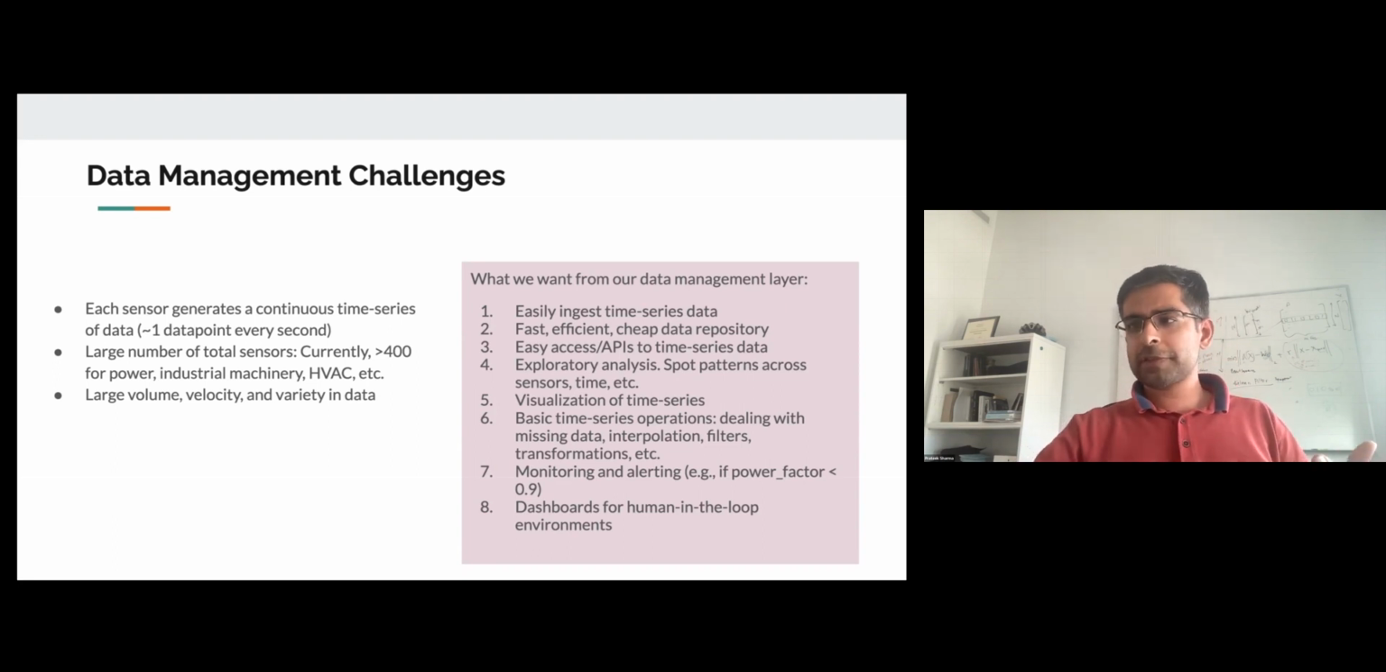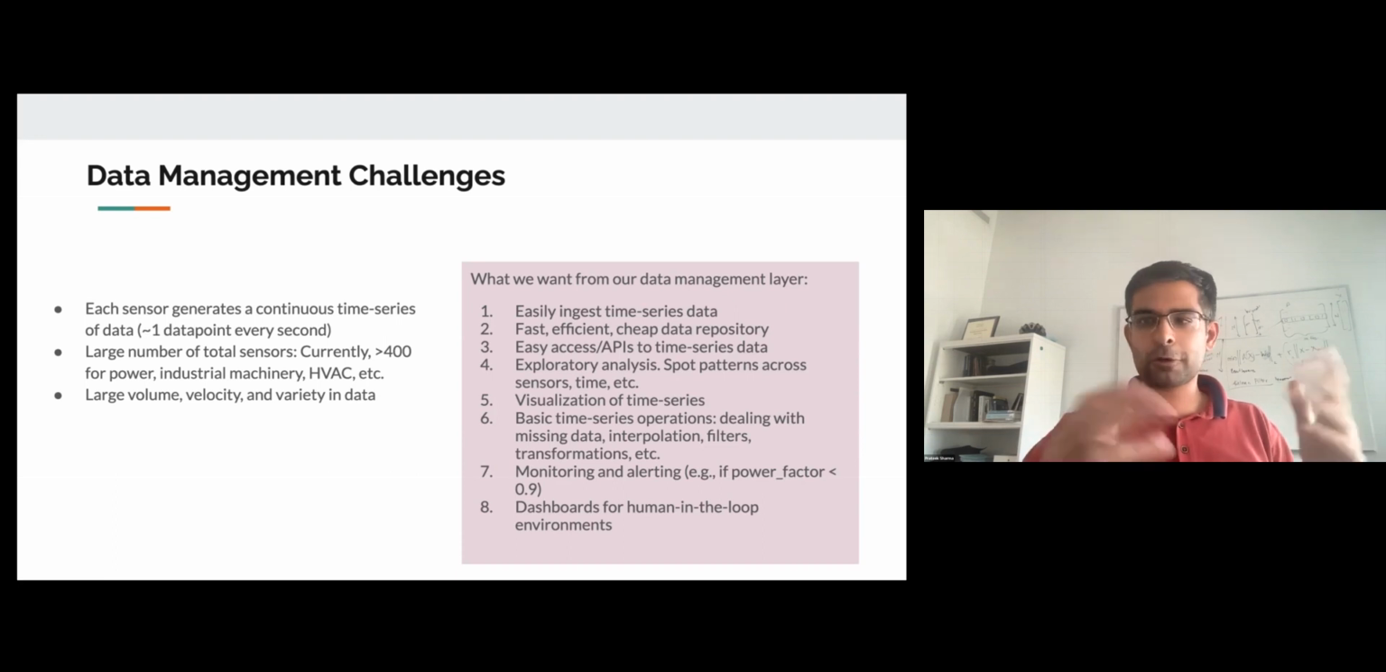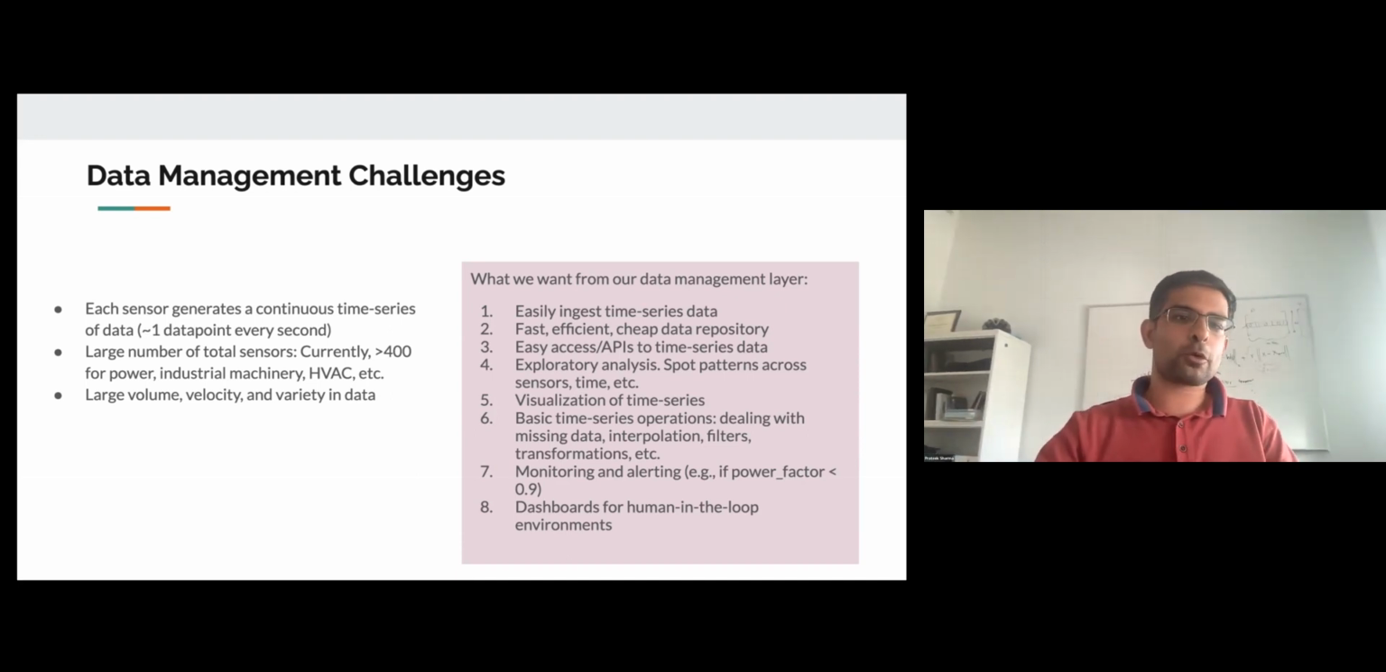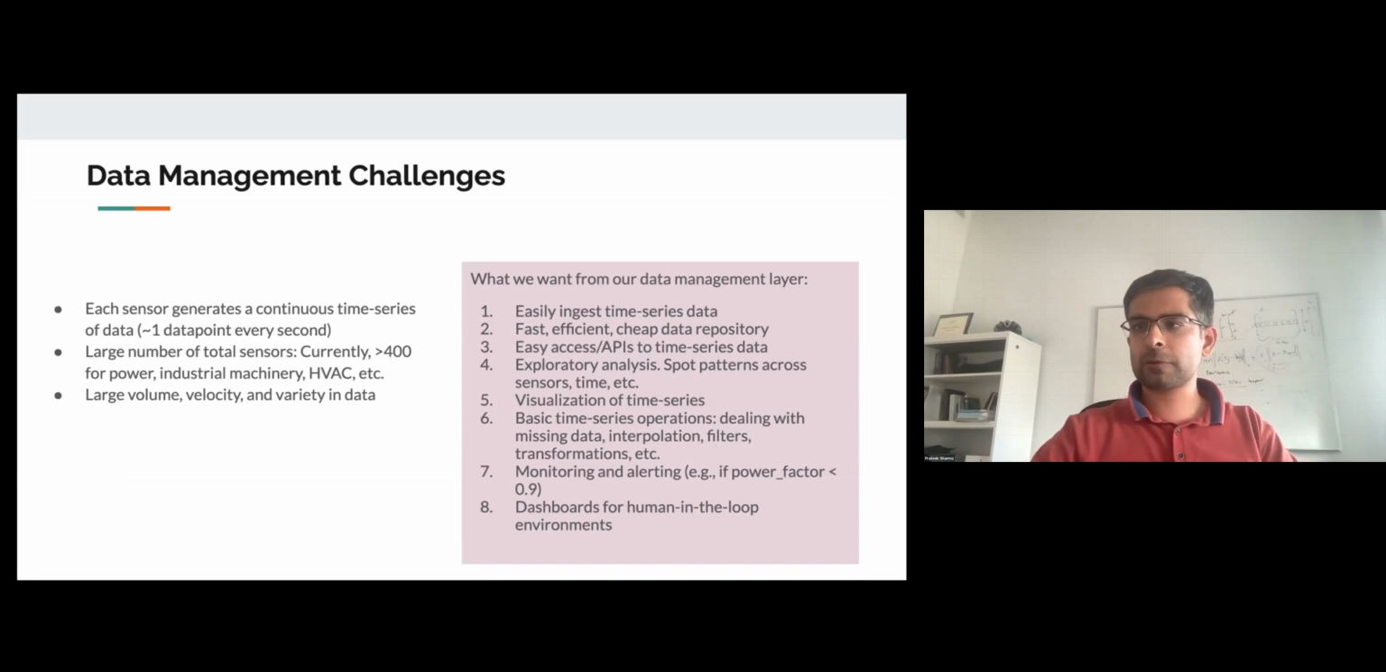And a few more things which are more time series and project specific, I think, is we need a good system for monitoring and alerting. So if some sensor value, like the power factor, drops below 0.9, for instance, you probably want to send some alert out to some person or some other downstream system. And finally, you want to be able to create some dashboards for different time series data and components to provide the more human in the loop aspects of decision making.